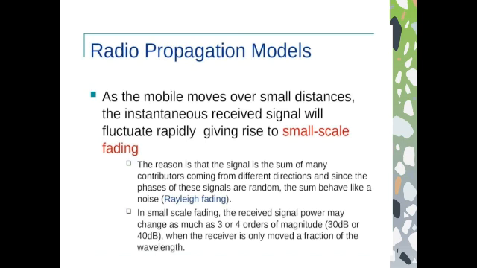As the mobile moves over small distances, the instantaneous received signal will fluctuate rapidly, giving rise to small scale fading. The reason is that the signal is the sum of many contributors coming from different directions, and since the phases of these signals are random, the sum behaves like noise. That is explained in Rayleigh fading. In small scale fading, the received signal power may change by as much as 3 to 4 orders of magnitude when the receiver is moved only a fraction of the wavelength.